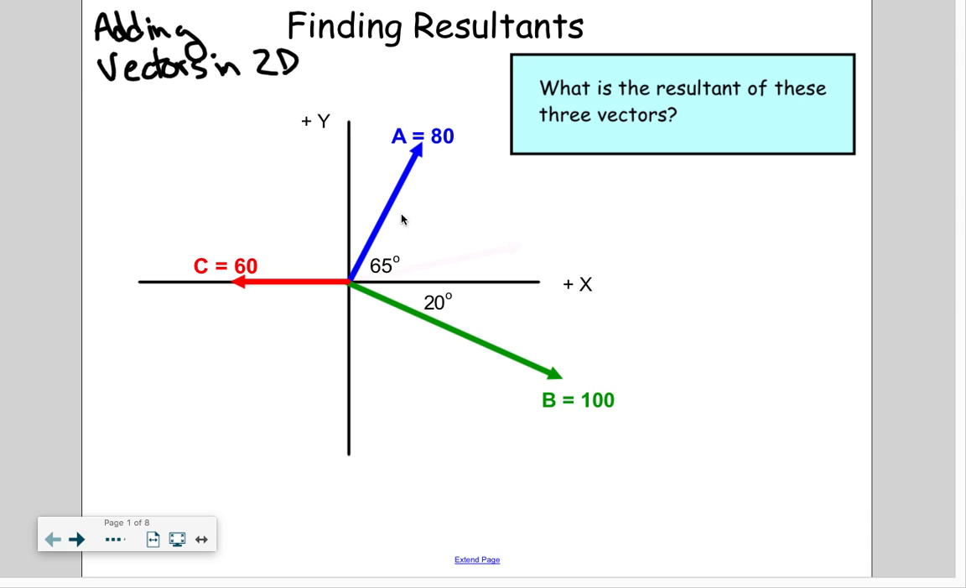Okay. So as you can see in the picture here, I have three vectors: vector A in blue, vector B in green, and vector C in red. Just for this example, I don't have any units on these, so these are just unitless quantities, but you'll notice that I did give angles. The angle for the blue vector is 65 degrees, the angle for the green vector is 20 degrees, and the angle for vector C is simply to the left, or you could say west, or you could say negative 60. Okay, so that's what we're going to be looking at.